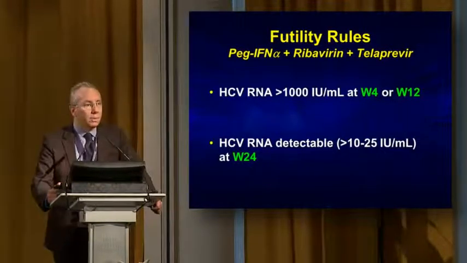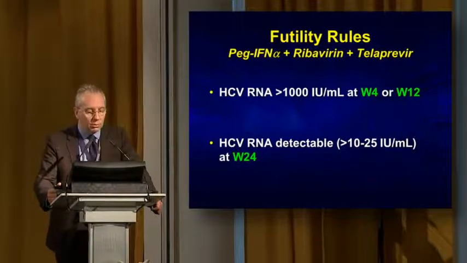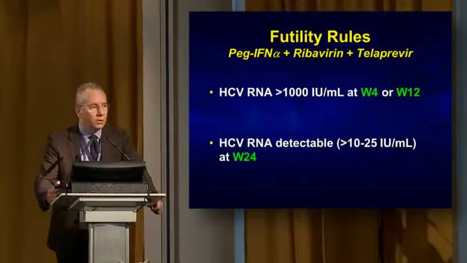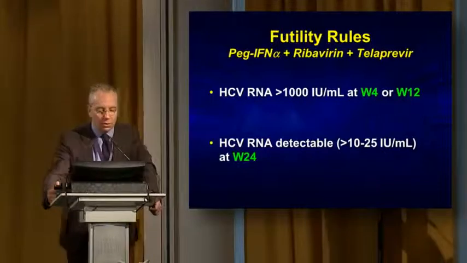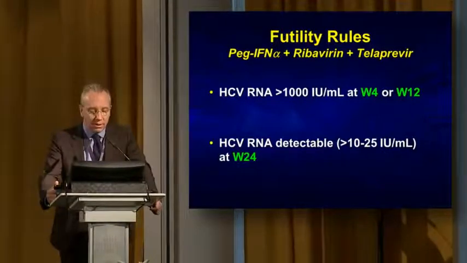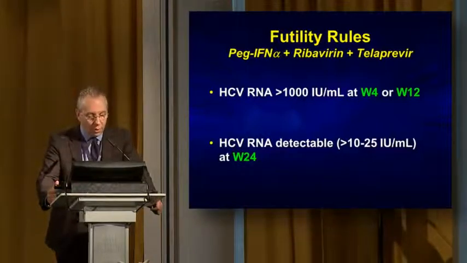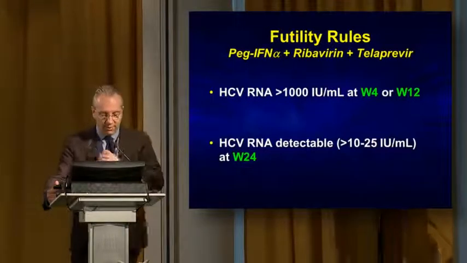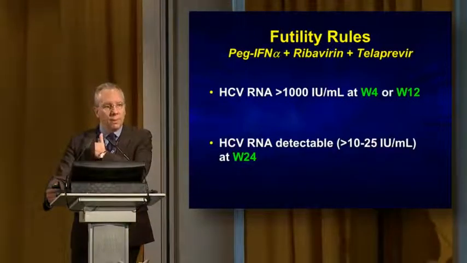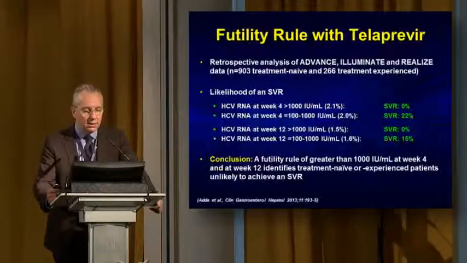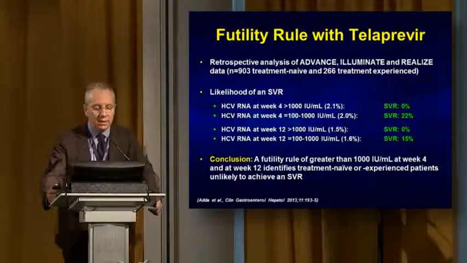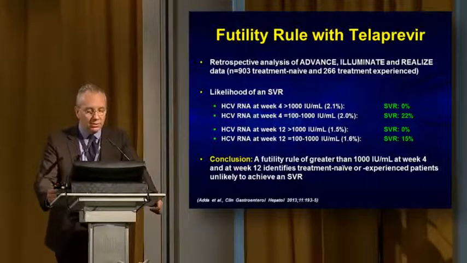There are stopping rules, futility rules, and treatment should be stopped in these patients because there is no chance of a sustained virological response if the HEV RNA is above 1,000 IU per ml at week 4 or at week 12, or if the HEV RNA still is detectable above 10 to 25 IU per ml at week 24. And these futility rules have been checked. They have been validated in a retrospective study. That was a retrospective analysis of the ADVANCE, ILLUMINATE, and REALIZE trials.